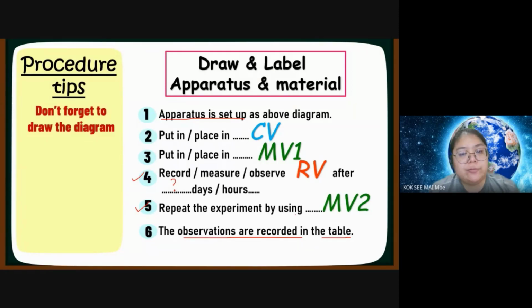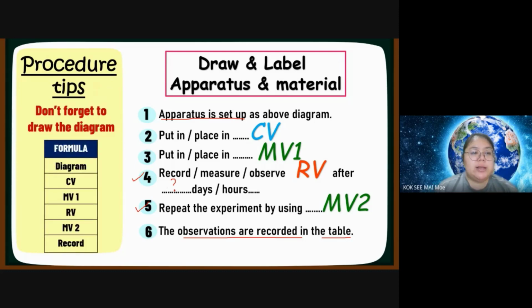Okay, the only important things are the introduction: Apparatus is set up as above diagram. Then the bottom one, the last one, the conclusion: the observation is recorded in the table. That's all. Okay, so you can see the table here, the formula. First one, diagram. Then after that, straightforward, you write the apparatus, then you mention CV. CV means constant variable. Then mention MV1. If your diagram is not complete, you need to write the full one. MV1. After that is the RV. Then MV2, sure is a repeat already. Then the last one, record.